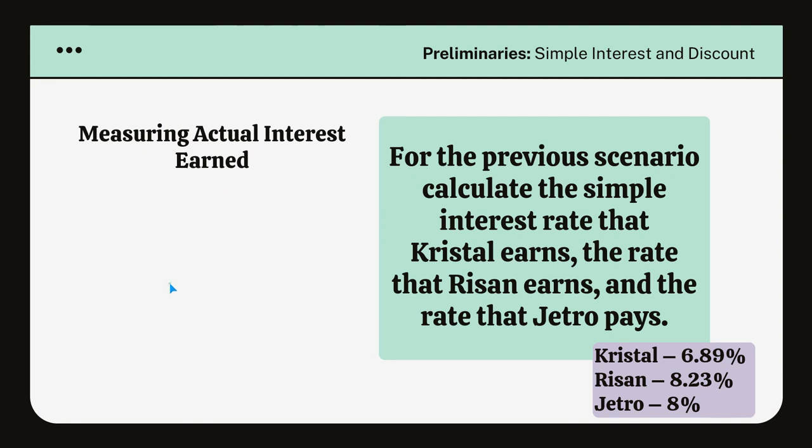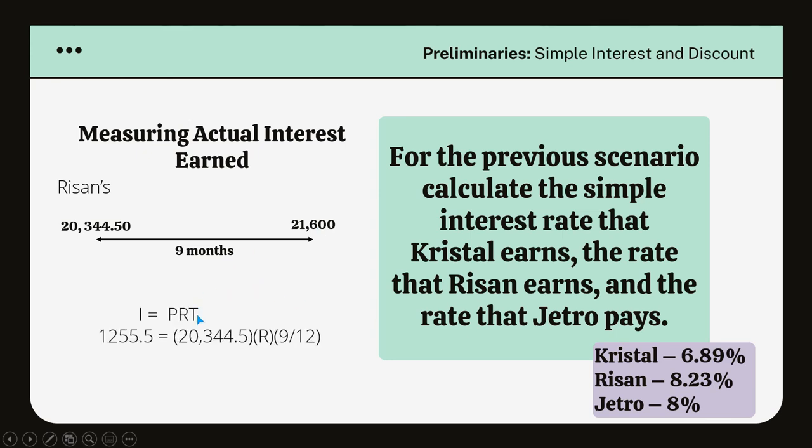Now, how about for Rizan? Rizan started here. This is the money he paid out. After 9 months, this becomes 21,600. Therefore, for Rizan, his interest, or what he will earn, is actually 1,255.5. Where did it come from? We subtracted 20,344 pesos and 50 centavos from 21,600. Therefore, after computation, Rizan will earn 8.23%.